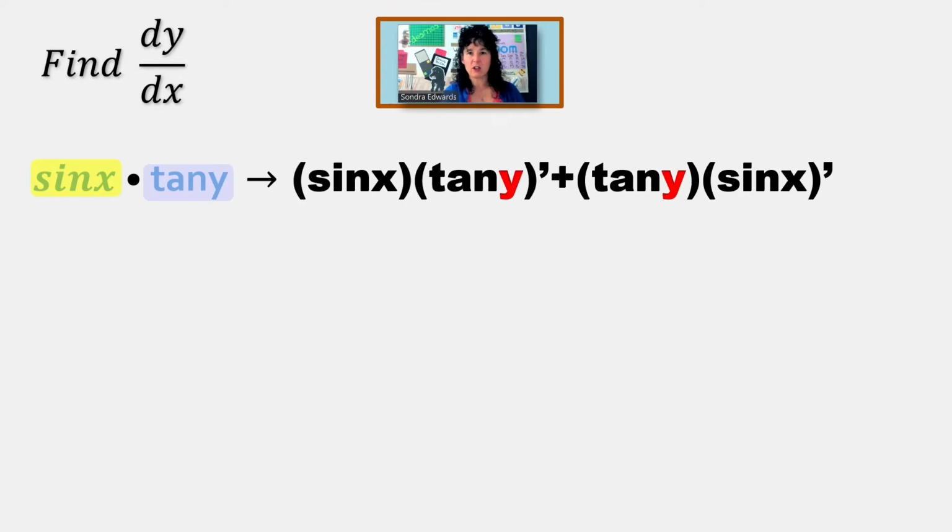Let's tackle the derivative of tangent of y. Now, if this was just tangent of x, the memorized derivative of tangent of x is secant squared of x. But because it's the tangent of an input function, we have to chain on the derivative of that input function. So this one is going to be secant squared of y, but multiplied by y prime.